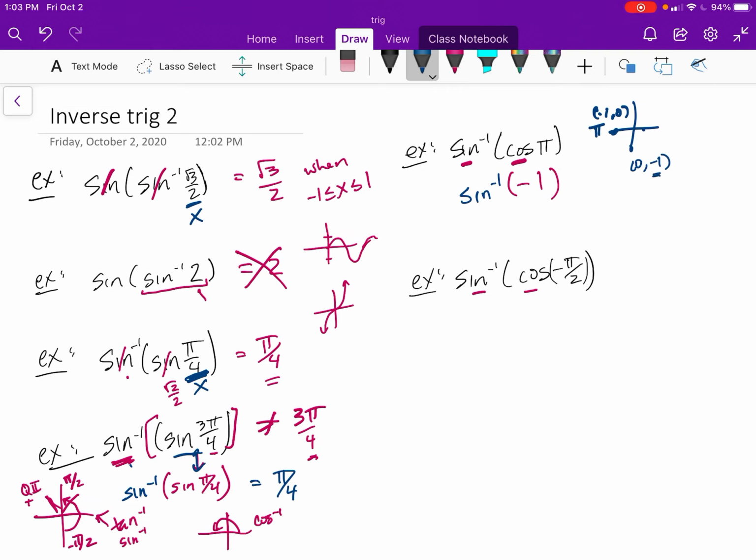Now it is 3 pi over 2, but like we were saying back here, sine inverse is only in quadrant 1 and 4, but we have to deal with a negative angle. So this is negative pi over 2 because of the range of the inverse.